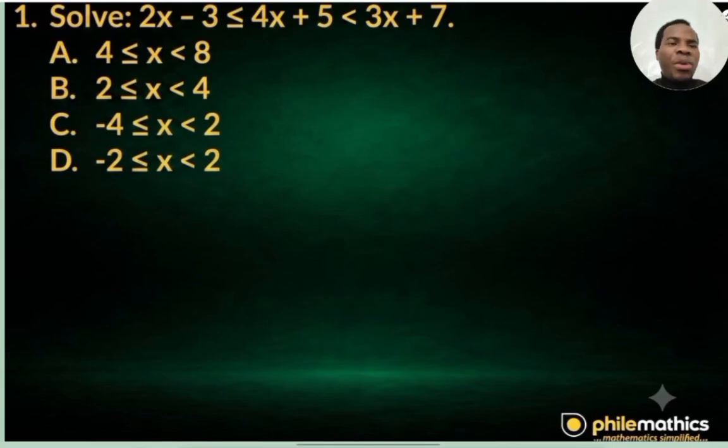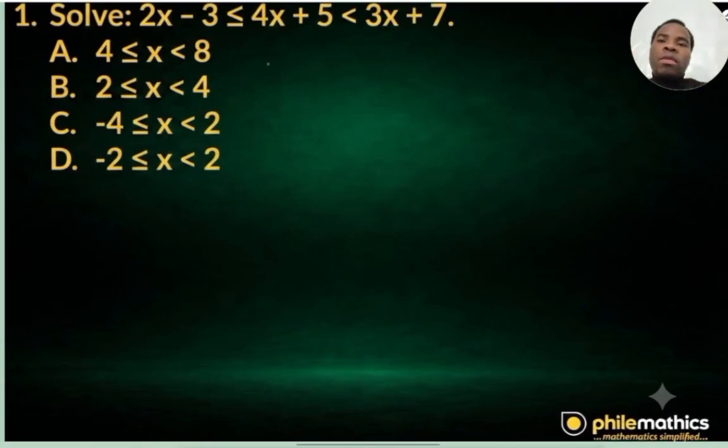This is an interesting question on double inequality, and to solve this, we have to solve the first inequality first and then solve the last. What do I mean? So we have to solve 2x minus 3 less than or equal to 4x plus 5. When we are done solving this, we solve the last inequality and then combine both. So for us to solve this, we bring x to one side and we bring 5 to one side.